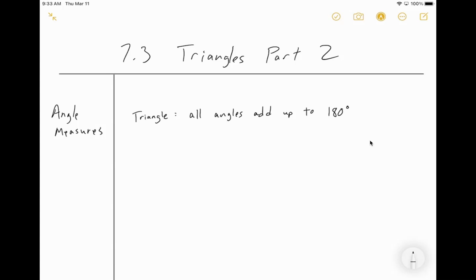All right, so let's go ahead and just do some problems here. Let's say you have a triangle that looks like this. Okay, so our job is to find x. So let's do this one together, and then I'll give you some more examples to do kind of on your own.